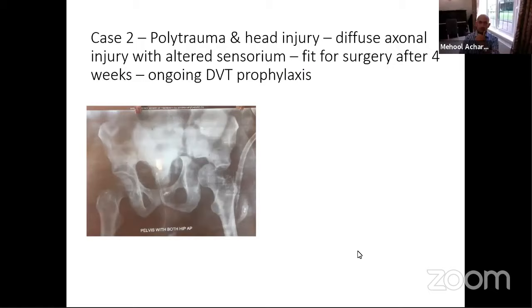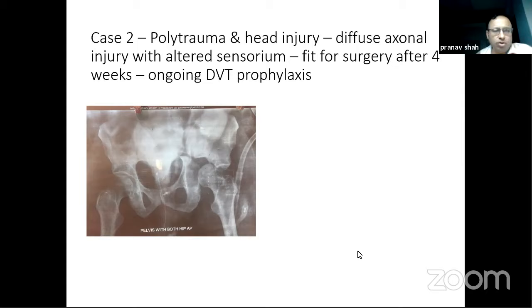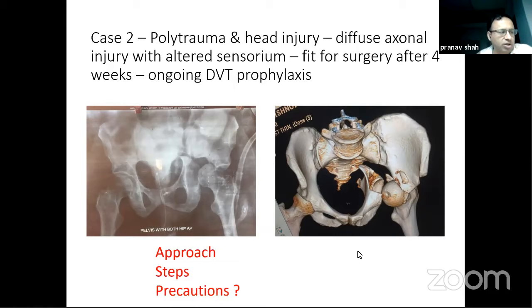Yeah, it's good. Now, this is the second case. I am just filling you in with the details so long as the image gets loaded. A patient with head injury and diffuse axonal injury, altered sensorium, has been on a ventilator for about 2 weeks, and thereafter at around 4 weeks time, the neurosurgeon gives clearance for surgery, but he says DVT prophylaxis has to go on. So this is the x-ray of that patient, and there is also a CT scan. The image will load in a few seconds, but on the x-ray, one of you can start describing what you see and what thoughts are going on in your mind.